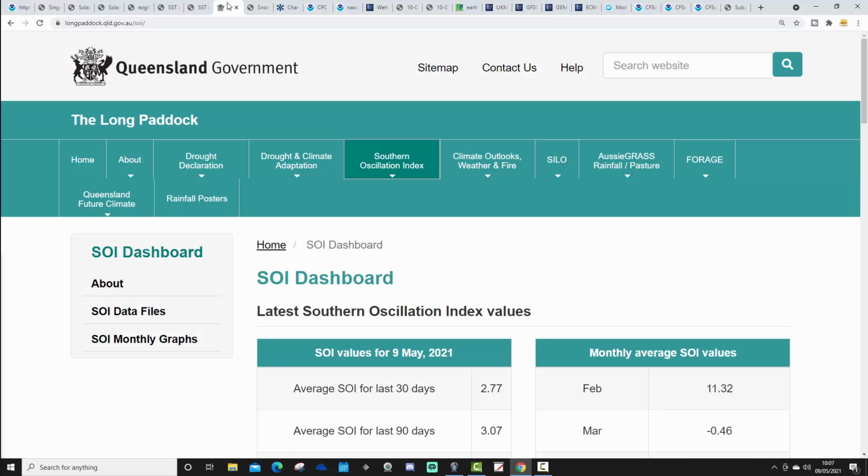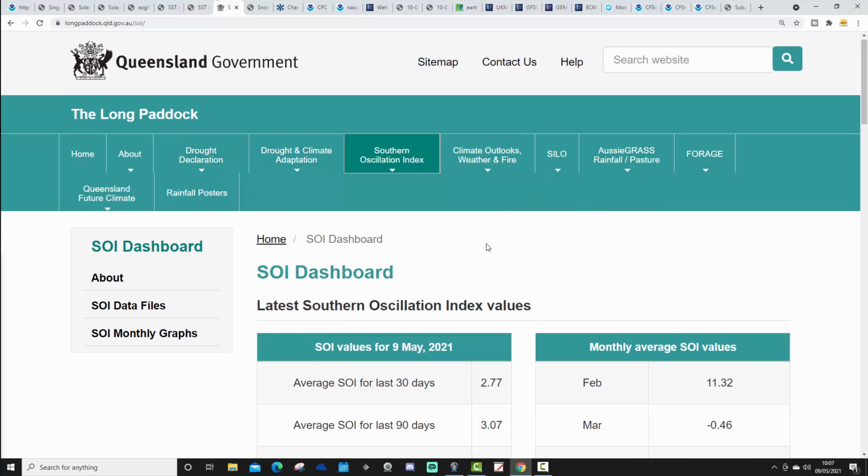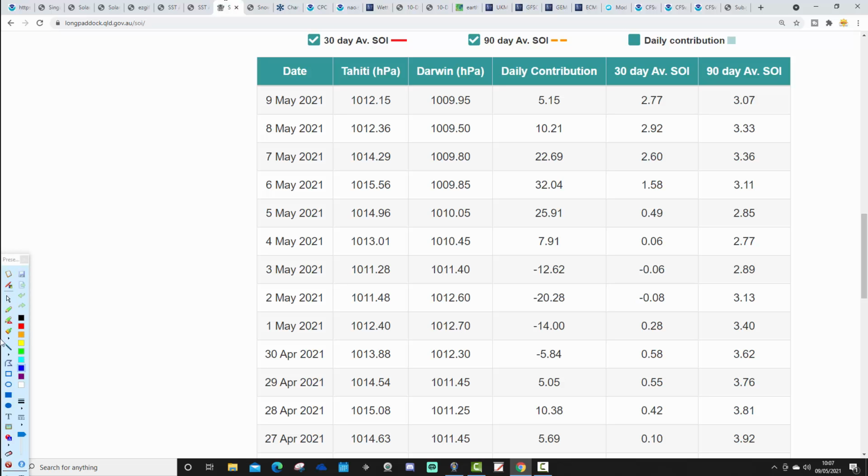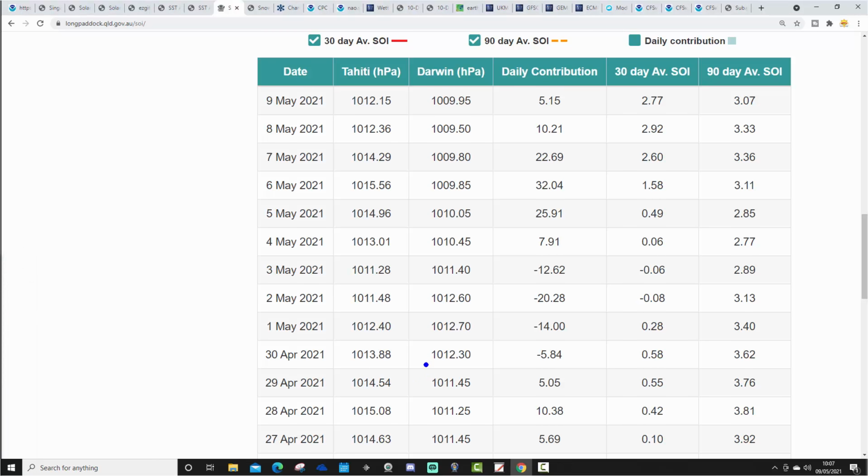This is the SOI, the Southern Oscillation Index from Queensland Government. So this is just a way of measuring what's going on with ENSO, measuring the atmospheric state. When the SOI is in its positive phase, the atmospheric state will be reflective of La Nina. When the SOI is in its negative phase, the atmospheric state will be reflective of El Nino. So you can see that we're trading negativity and positivity, really, of the SOI.